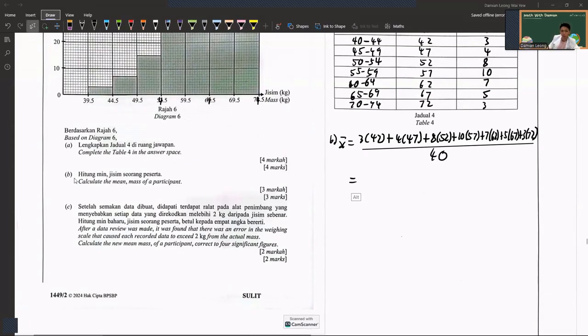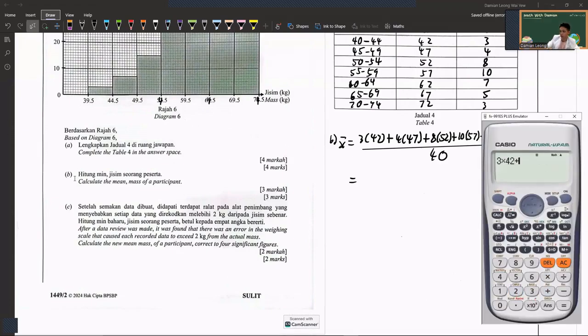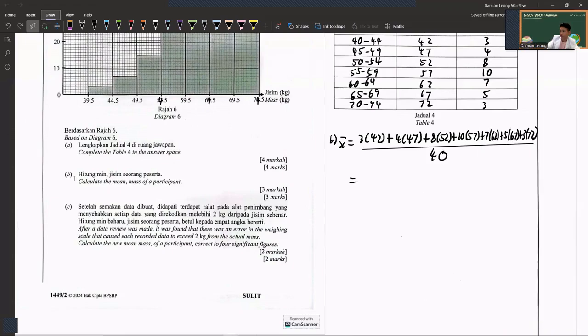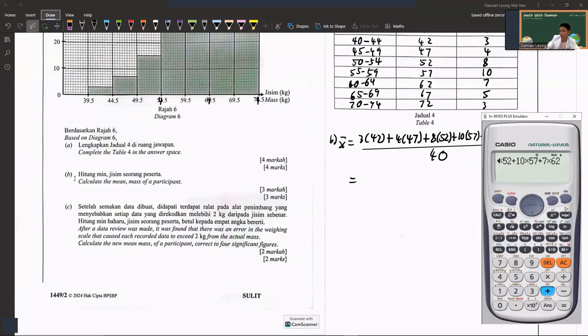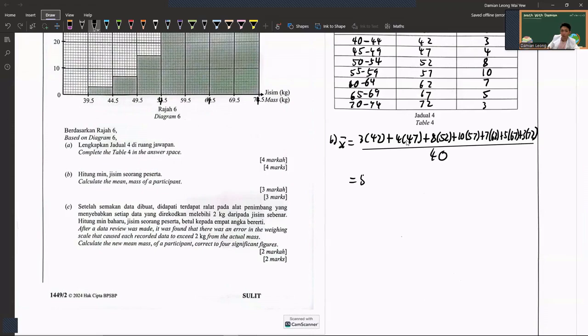So 3 times 42 plus 4 times 47 plus 8 times 52 plus 10 times 57 plus 7 times 62 plus 5 times 67 plus 3 times 72. Okay, 2285 divided by 40, 57.125. Okay, that's it. That's the mean.